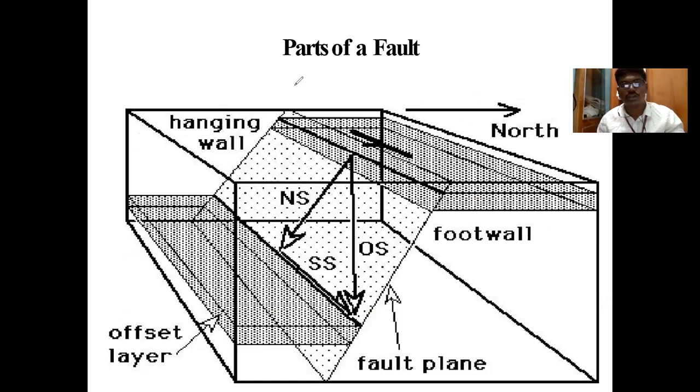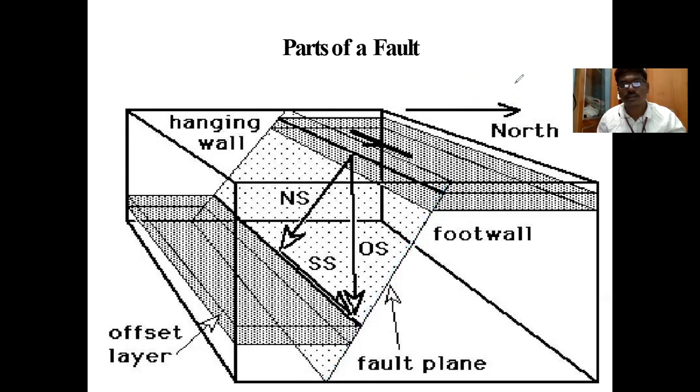You can see this is the fault plane in this case. Why has this fault plane occurred? Because of the tectonic forces and movement that has happened. What are the tectonic forces? Usually a rock bed is there. These are the horizontal beds you have seen.